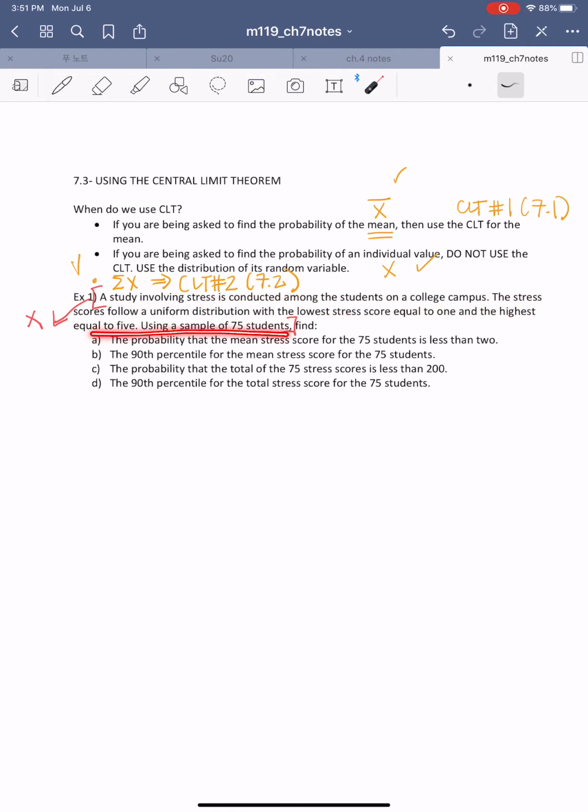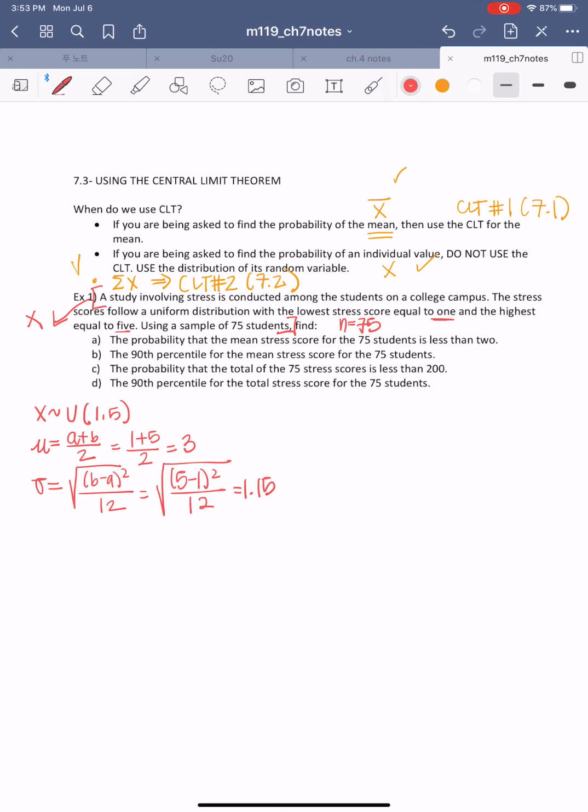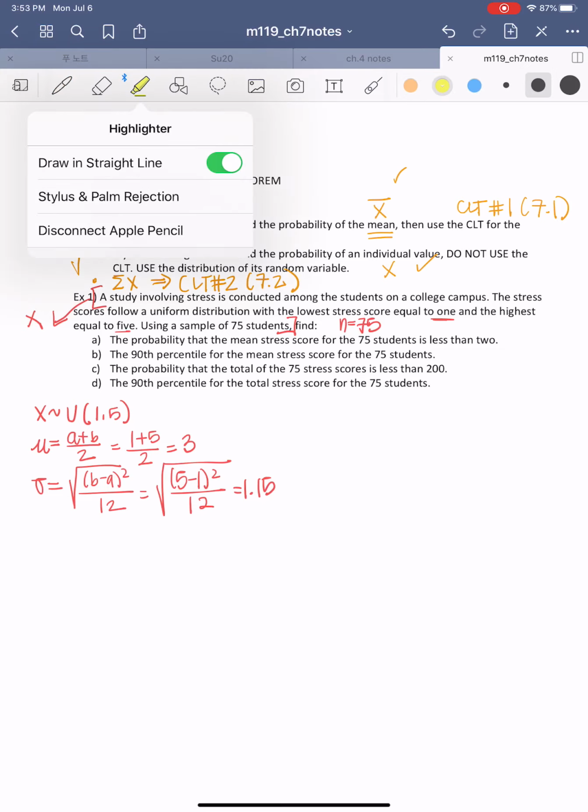Standard deviation for the uniform distribution. Remember, X is a uniform, so I have to use the uniform distribution formula. B minus A squared over 12. So I have the square root of 5 minus 1 squared divided by 12, which equals 1.15. Okay. Part A, I'm going to highlight 2 keywords, and that's what you really want to look for, 2 keywords. What are you asked to find and what variable am I dealing with? Probability.